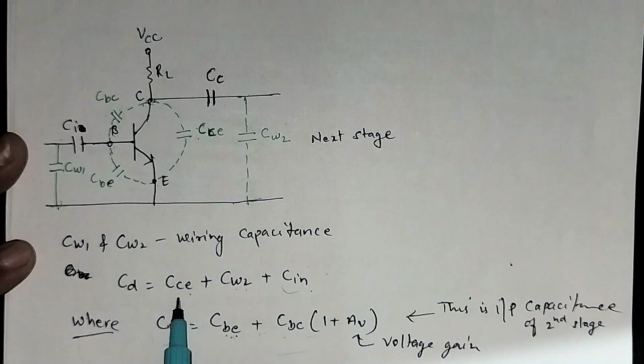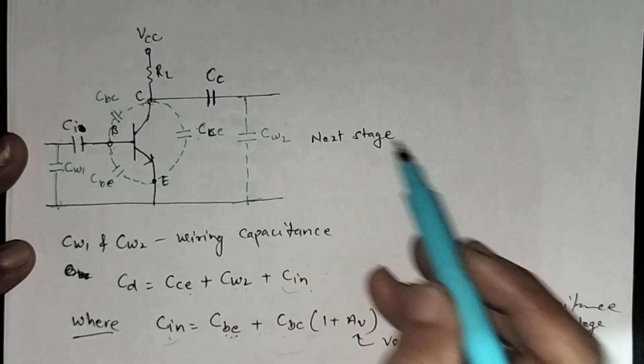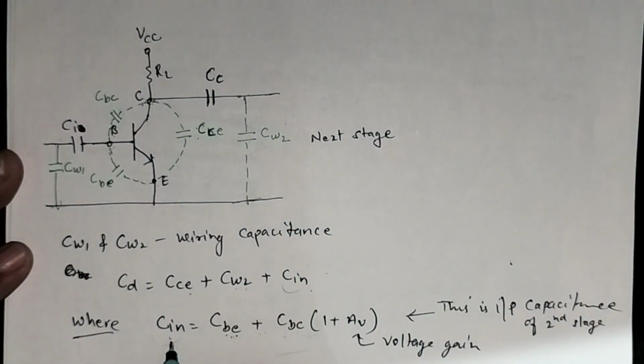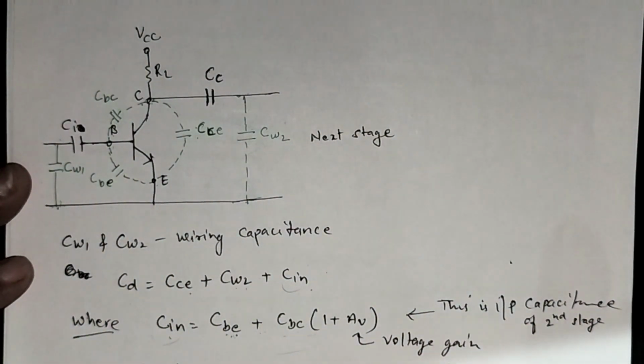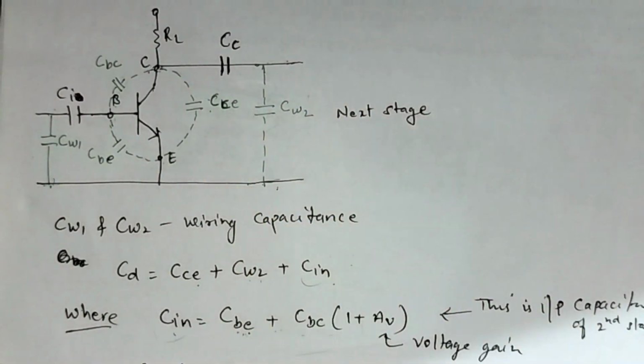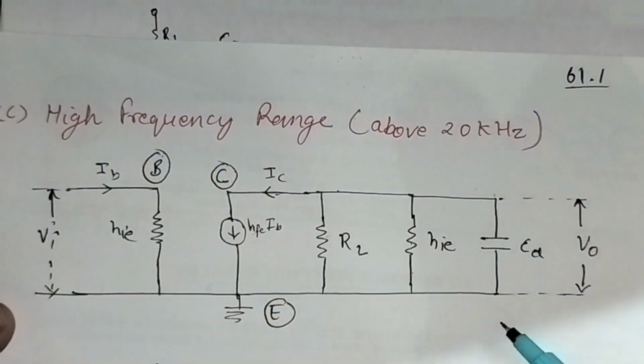This CD is equal to this capacitor plus the input capacitor of the second stage, and the second stage input capacitor is the capacitor between the base and the emitter plus the value of the Miller capacitor, and this capacitor CBC is amplified by the gain of the transistor. As the value of this capacitor is small, at high frequency we can neglect it for a single stage amplifier, but for multi-stage it is considered. As all these capacitors are connected between the collector and the emitter, CD is connected between collector and emitter.